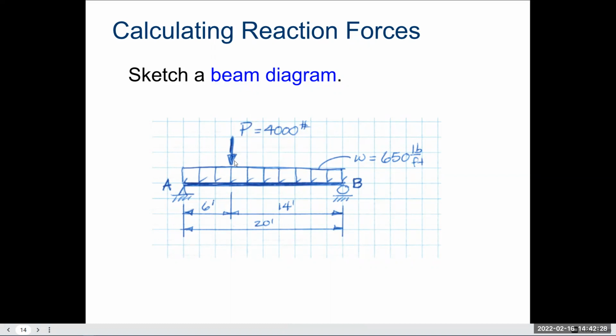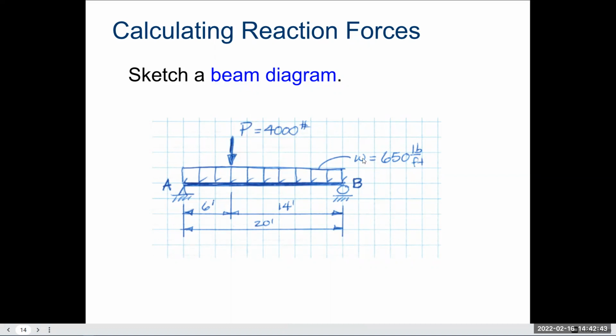And so it's only being applied at one spot. So this would be representing maybe some sort of live load. Imagine a person standing here. Actually, it says 4,000 pounds. So maybe this is more like a car, right? A car being placed on top of a beam.